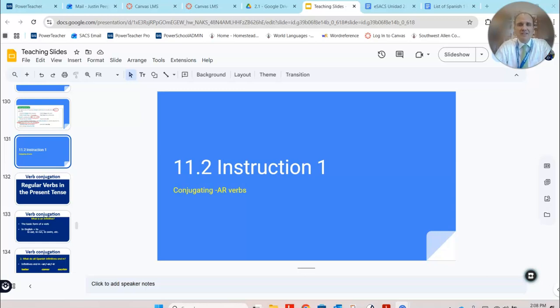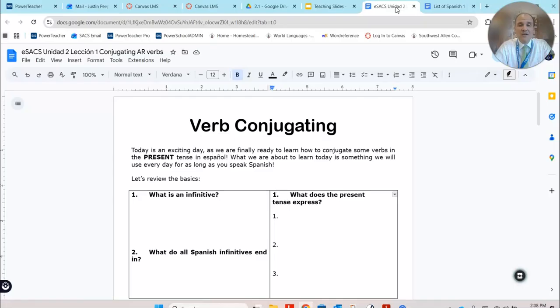So we're going to move on here in a second to 11.2 Instruction 1, maybe one of the most important grammar lessons we're going to have all semester. It's about conjugating verbs that end in AR. So if you haven't already, go ahead and download the notes that are right above the video. If you have a printer, please print those out. It might be easier to fill those in as we go along.